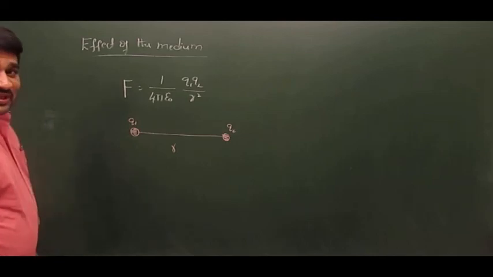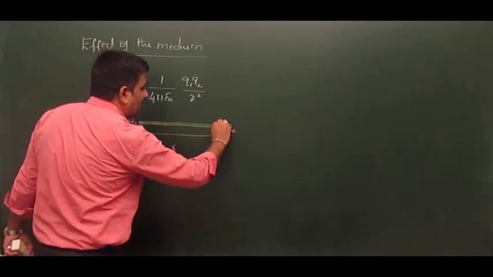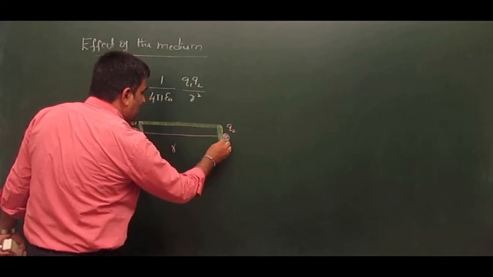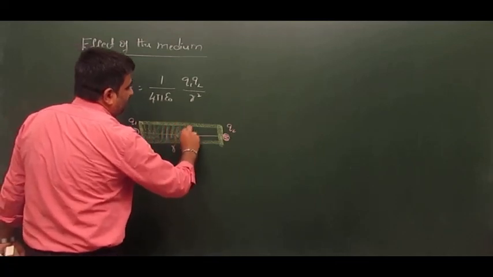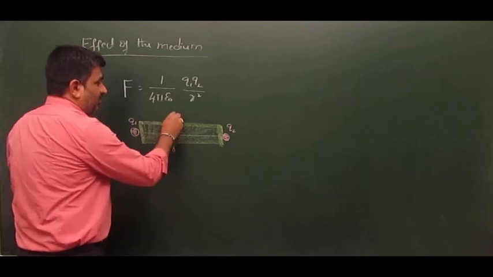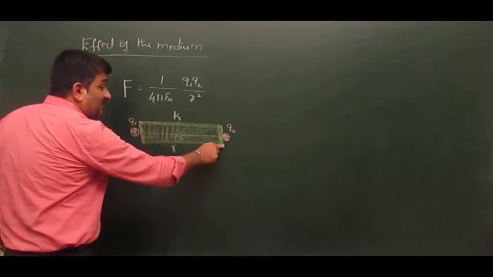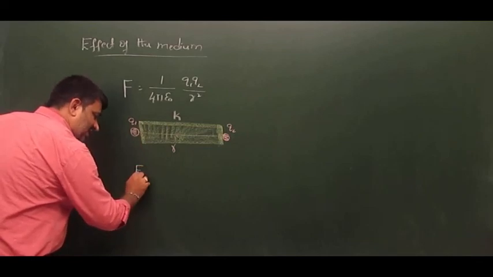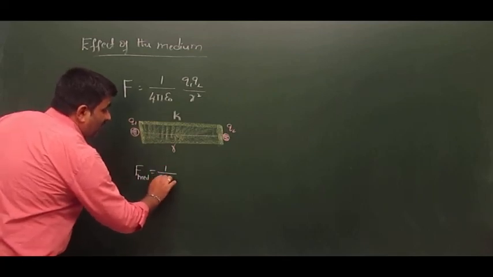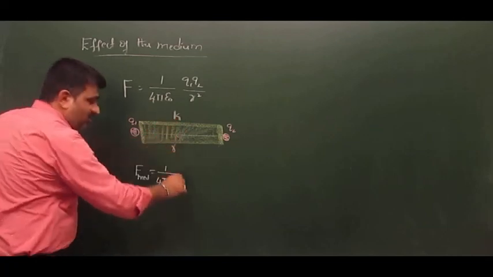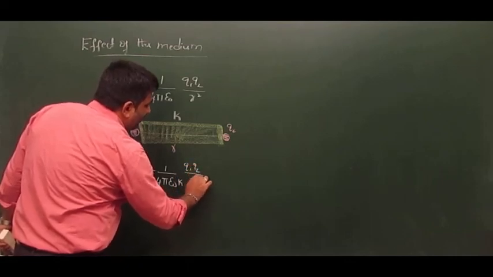And the medium between the charges, the free space between the two charges, is filled by a dielectric constant K. Then the expression for the force between the two charges in the presence of the dielectric medium becomes F medium is equal to 1 divided by 4 pi epsilon naught into dielectric constant K, here it is capital K, into Q1 into Q2 divided by R square.